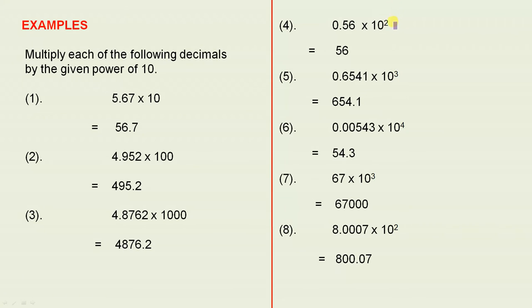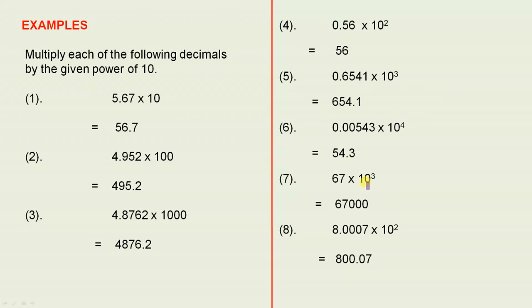0.56 by 10 squared, we can see that that's to the power of 2. So you move the decimal point two places to the right. This number by 10 to the power of 3, you move the decimal point three places to the right, and there's the answer. This number times 10 to the power of 4, you move the decimal point four places to the right for that answer.